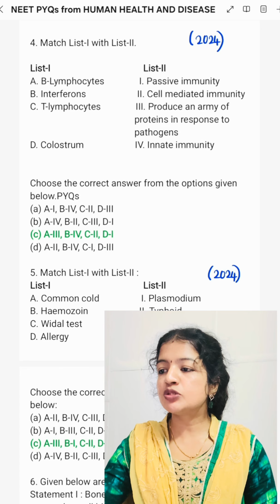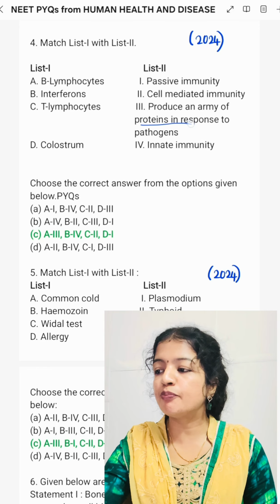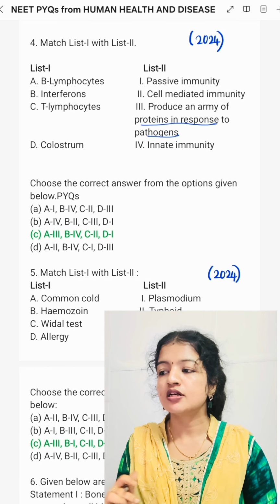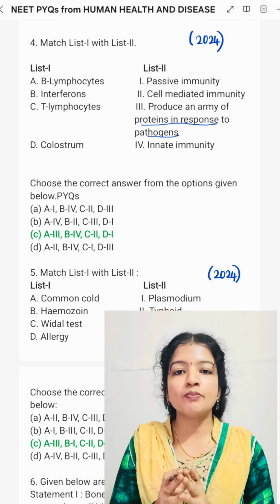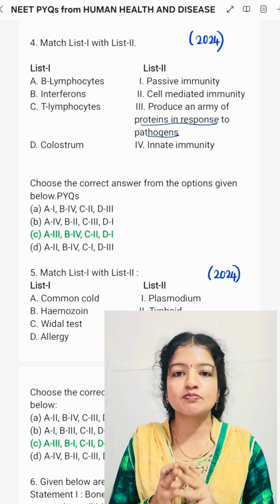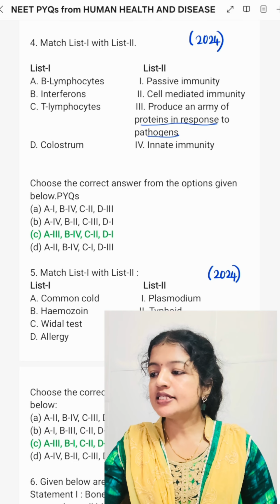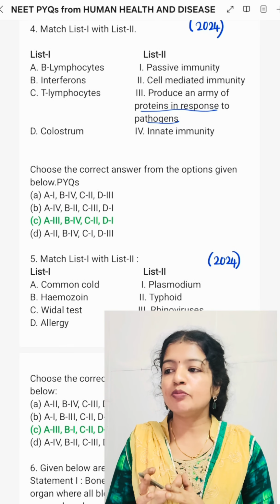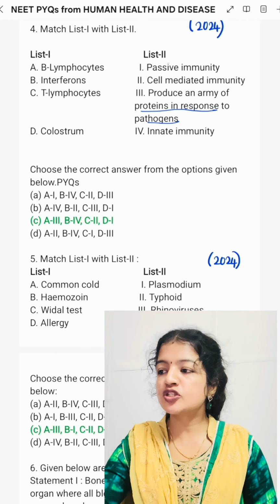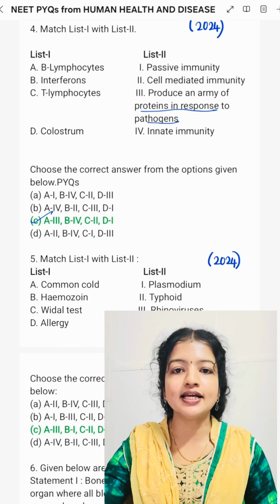Then match list 1 with list 2. So B lymphocytes, it produces an army of proteins in response to pathogens. So army of proteins என்றது என்னது, antibodies. So B lymphocytes produce an army of antibodies, that is proteins, in response to pathogens. So A 3. Then B interferons, it is innate immunity. B 4. Then T lymphocytes, it's a cell-mediated immunity. C 2. Then colostrum, passive immunity. D 1. So option C, A 3, B 4, C 2, D 1 is the correct answer.